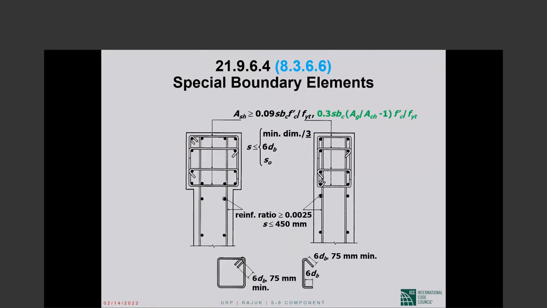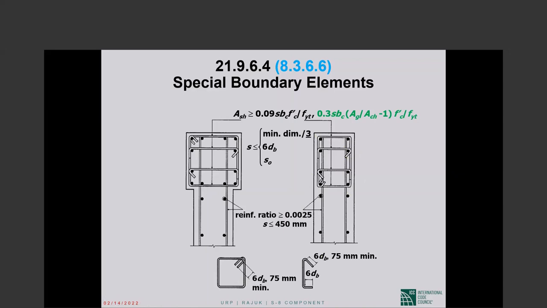Now, what is a specially confined boundary element or boundary zone? As I said, it is basically a special moment prime column. Now, the first thing is special confinement doesn't require a thickened portion of the wall. We can have a specially confined rectangular wall. That is totally fine. The special confinement is in the detailing. We do not need a wall section at the end that is thicker than the remainder of the wall.